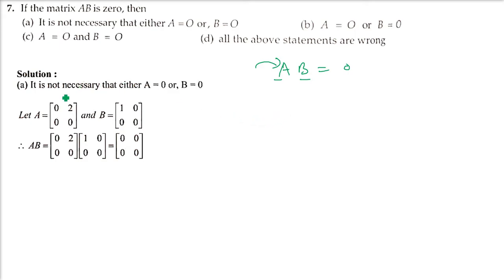For example, A is [0, 2; 0, 0]. This is our matrix. B is [1, 0; 0, 0]. They both are not null matrices, but when we multiply, it's going to give us 0, that is the null matrix. Okay. So if the matrix AB is 0, it is not necessary that either A is 0 or B is 0.